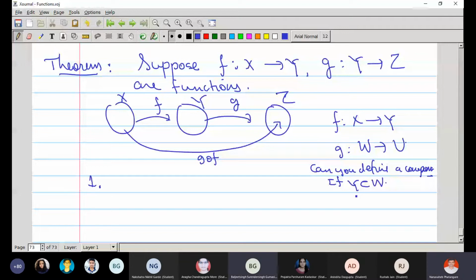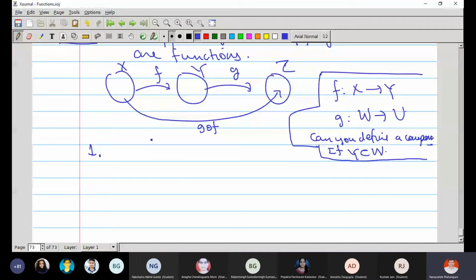For G of F, it should be inverse. No, no. W should be a subset of Y. That means images of this go inside W. If Y, the codomain of F, is inside the domain of G, then certainly we can think about composition. Do you understand? But anyway, forget about it. We can define composition if the codomain of F is inside the domain of G, right?